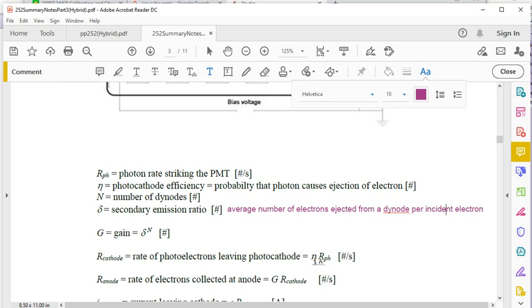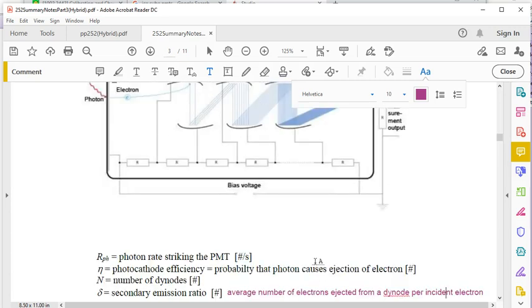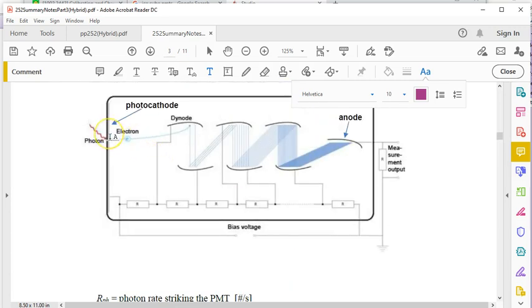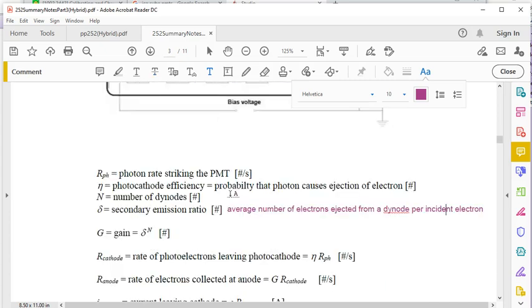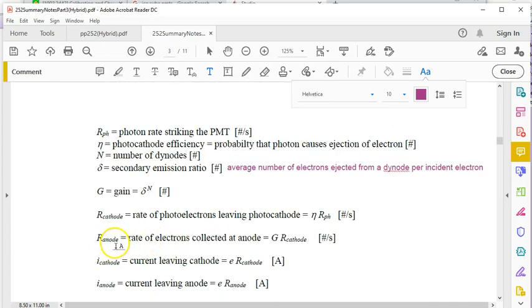Well, if we know the rate of electrons leaving the cathode, all we should have to do to figure out the rate leaving the anode is multiply the cathode rate by the gain. So our R anode, as I'm calling it, that's the rate of electrons collected at the anode. That's just going to be the gain times R cathode.